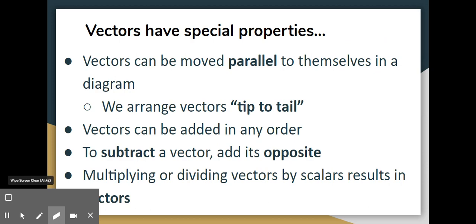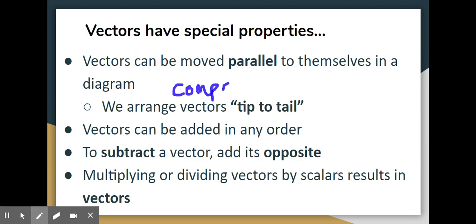We can also arrange vectors tip to tail. Tip to tail is how we arrange our components. So vector components are arranged tip to tail. That means that when you draw a vector component, here's my vector, we need to make sure that the tail of my next vector is at the tip of this one. So the tip is the arrow part, the tail is the end. So my next vector would have to be like this. Okay, so always have to draw them tip to tail. Draw your components tip to tail.